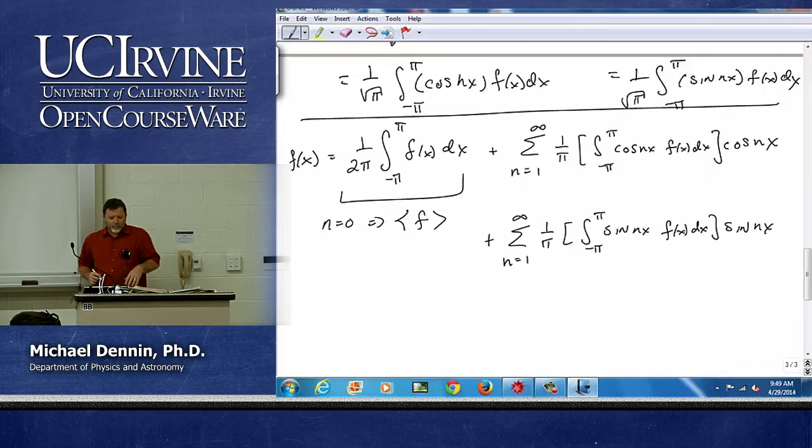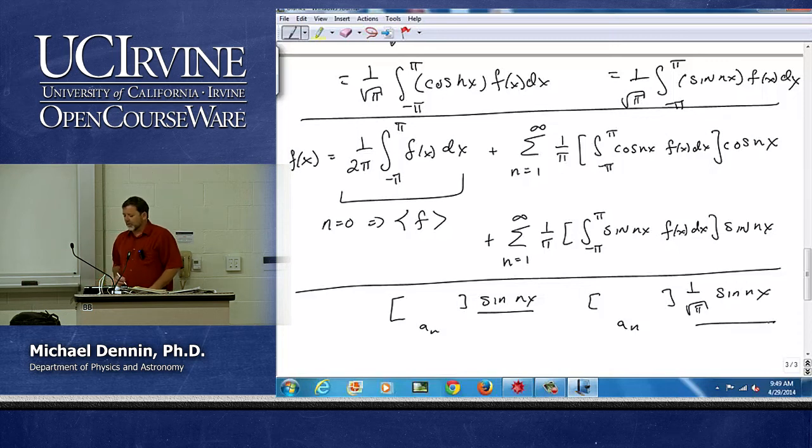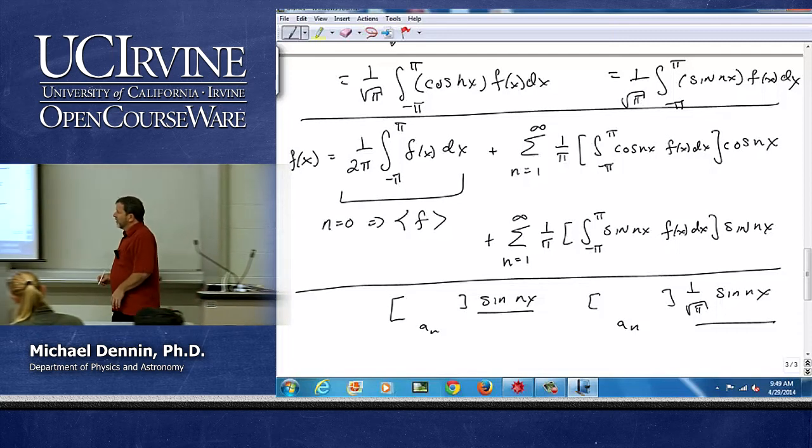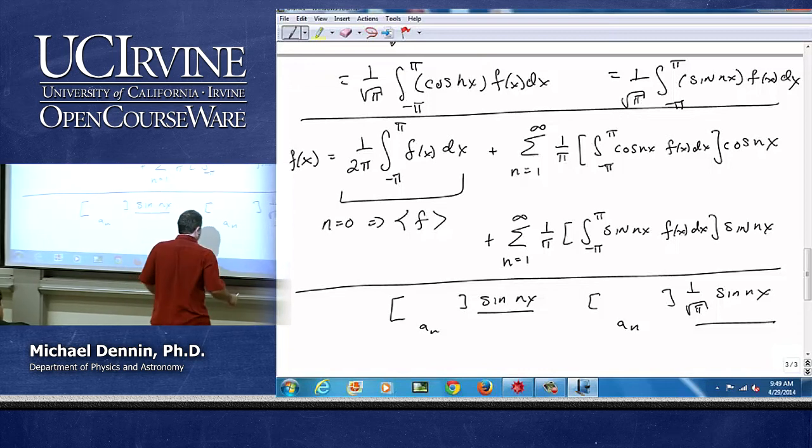Now, one way to think about it is the book does not worry about a normalized basis. It has an a sub n times a sine nx. So it's just sine nx, which we know is not normalized, whereas we worried about a normalized basis by having the 1 over square root of pi. That's the difference. And so our a sub n has an extra 1 over square root of pi in it. This a sub n has a 1 over pi.